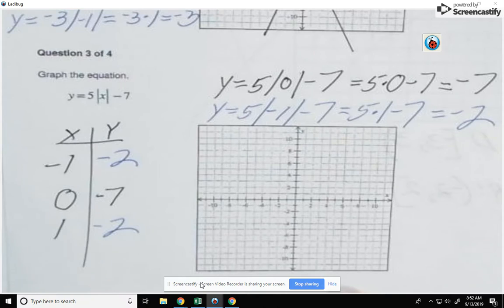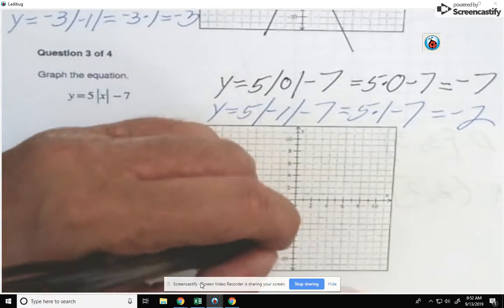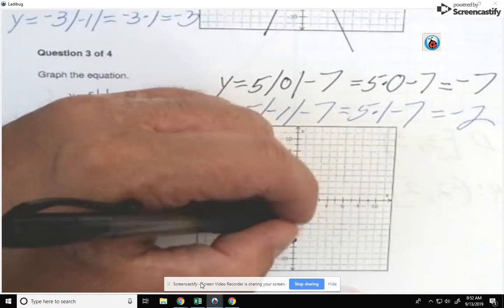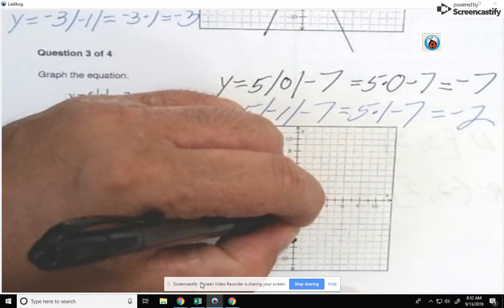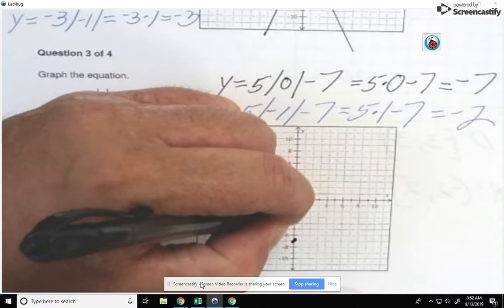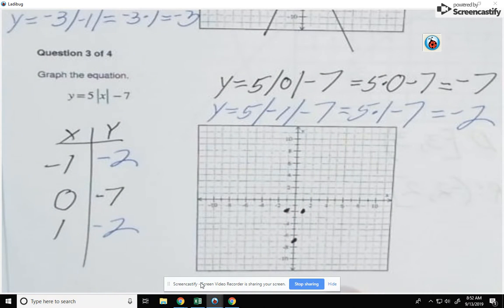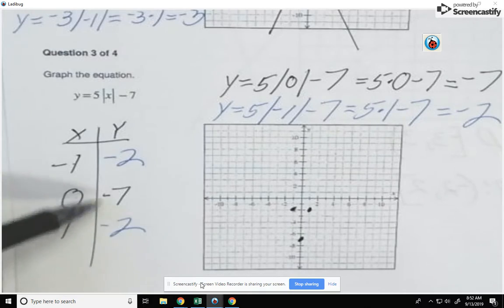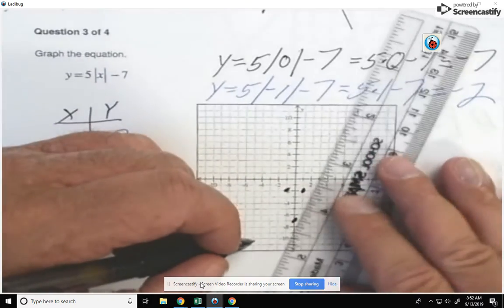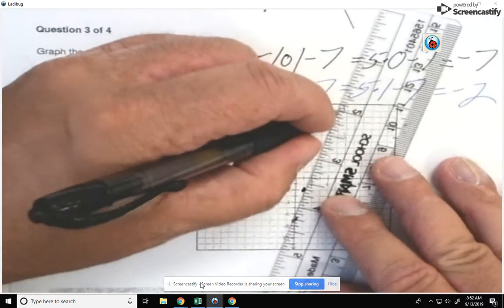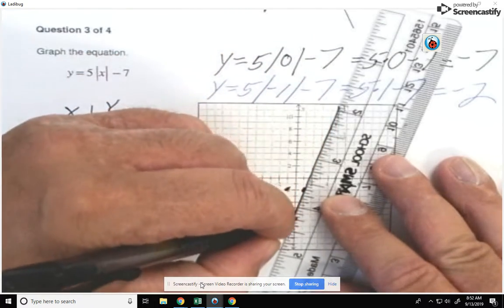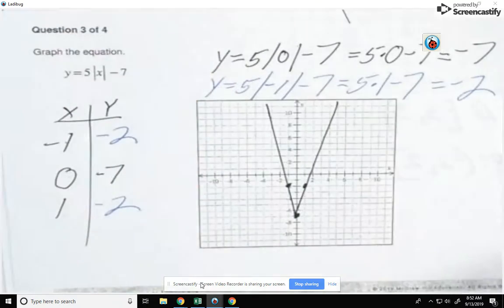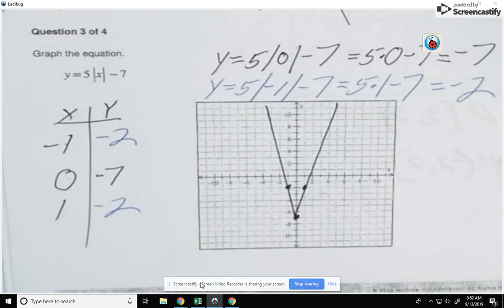Again, we plot our 3 points. And again, once we plot our points, we connect each one of our outside points to our inside point. And as you see, we come up with a V.